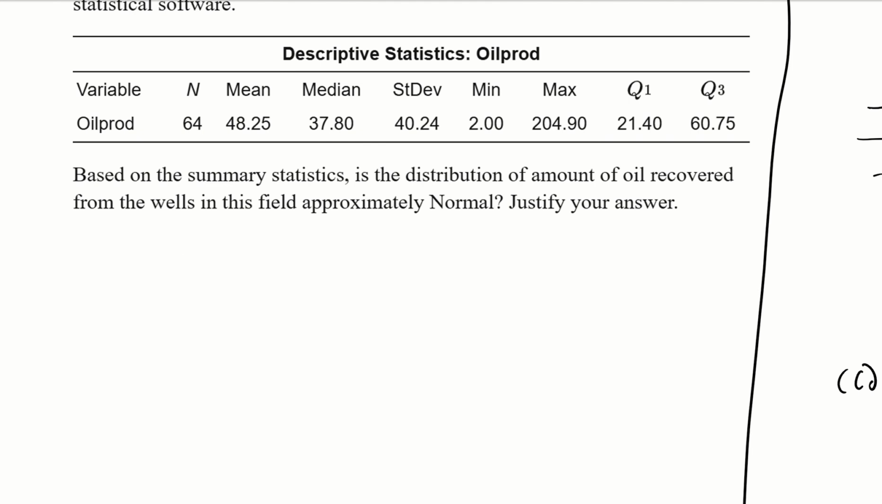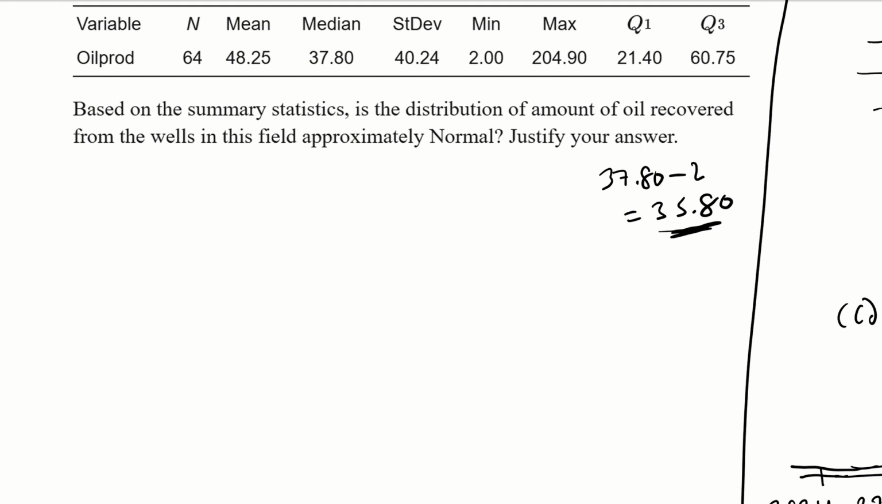But if I subtract, let's just show our work off to the side. We got 37.80 minus 2, that's 35.80. So that means the portion to the left side is 35.80 from the median. And then on the right side, the maximum is 204.90, so it's 204.90 minus 37.80. That's really big. That's 167.10. Look how much of a difference.